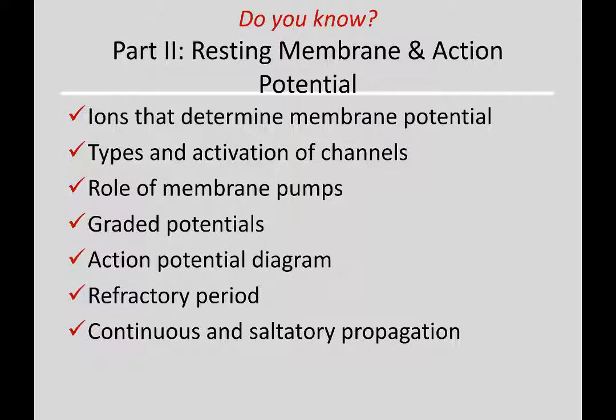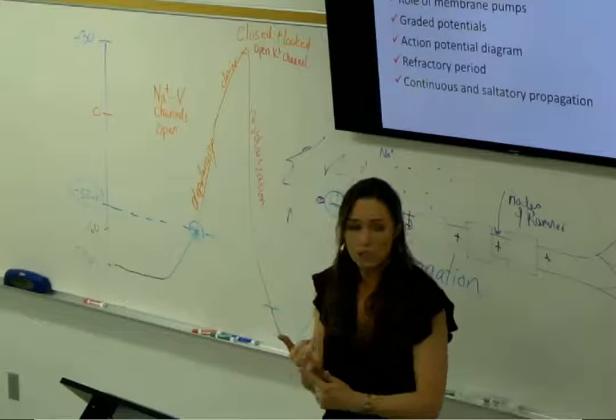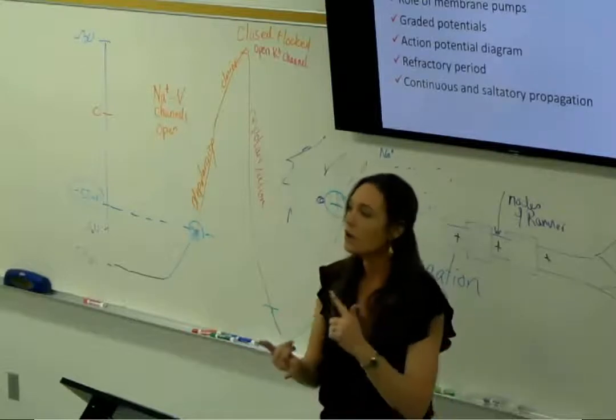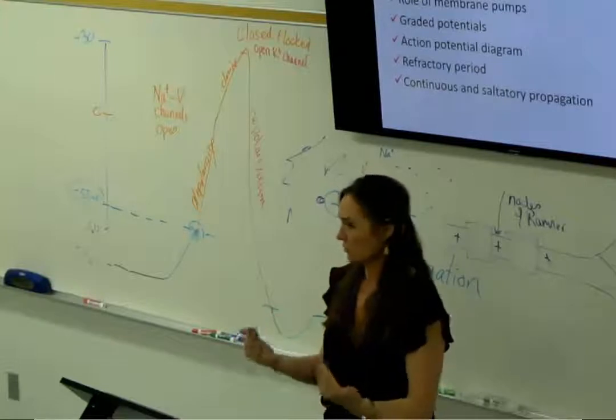Graded potentials means something happened to a nerve to cause it to be a little more positive. If the graded potential was big enough to hit minus 55, it's going to cause an action potential. If it was little enough, it'll just be positive and go back down. The action potential diagram, you're going to need to know the phases. What's the voltage for resting membrane potential? What voltage is for threshold? That determines opening the sodium voltage gated channels.